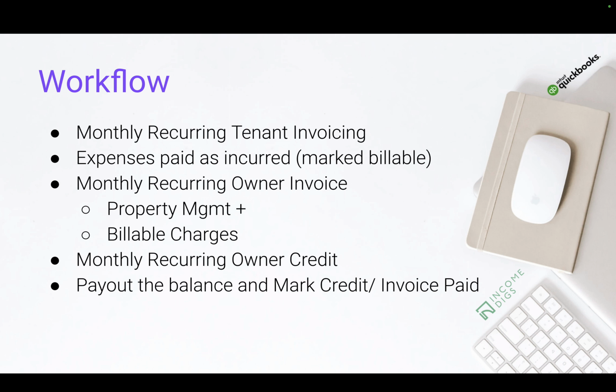So here is how the workflow will go. We're going to create monthly recurring tenant invoices. We're going to pay out our expenses as they're incurred, make sure we mark them as billable. Our monthly recurring owner invoice as well. We're going to charge our owners for the property management as well as billable charges, any charges we've incurred. And then we're going to create a monthly recurring owner credit where we say we owe you the funds that we've received from our tenant, and we're going to balance that out with a payout. It's going to be nice and easy, all right?